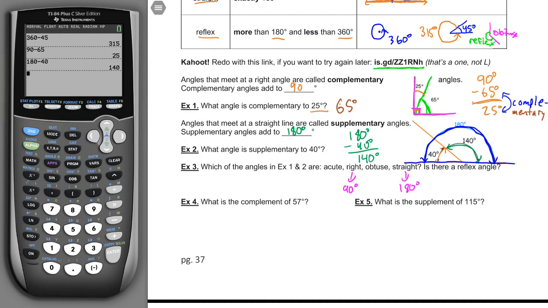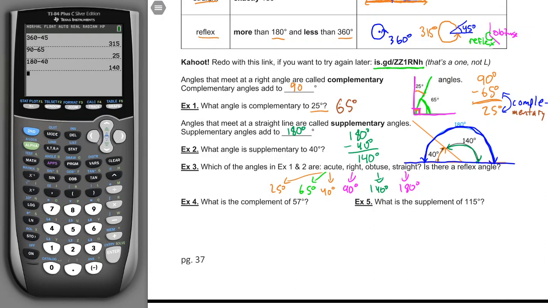Our obtuse angle was the 140 degrees. Our acute angles, we had several of them. The other ones were all acute. So our first question, we had 25 degrees, we had 65 degrees, and we had, I did it in orange, I guess, 40 degrees.